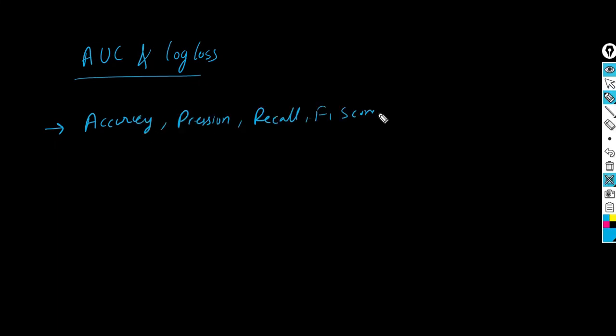Hi, in this video we are going to discuss two more metrics. First one is AUC score, that represents area under the curve, and then log loss. These things we will discuss in this video. In the previous video we discussed accuracy, precision, recall and F1 score. Now let's start with the AUC first.